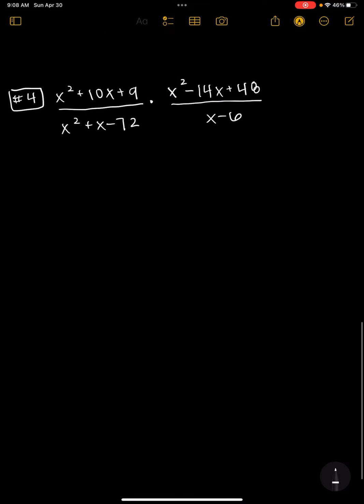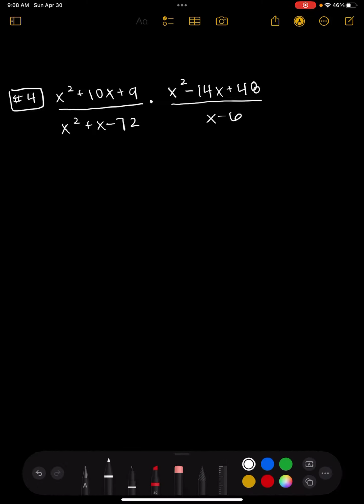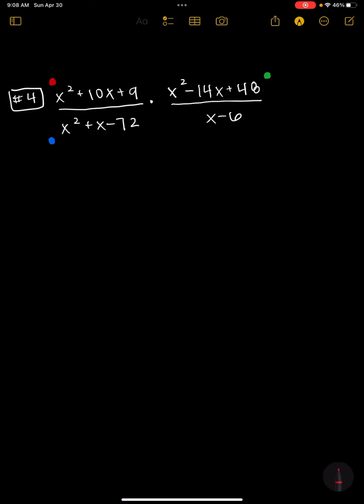All right, last example, and of course it's maybe the hardest example. We have x squared plus 10x plus 9 over x squared plus x minus 72 times x squared minus 14x plus 48 over x minus 6. Now, 3 out of the 4 chunks are quadratic trinomials, so we're going to have to do 3 box methods. I'm going to just use different colors to represent them so that we don't get confused. I'm going to do red, blue, and let's do green for over here. We're going to do the box methods for all of them first, and then I'll rewrite everything.